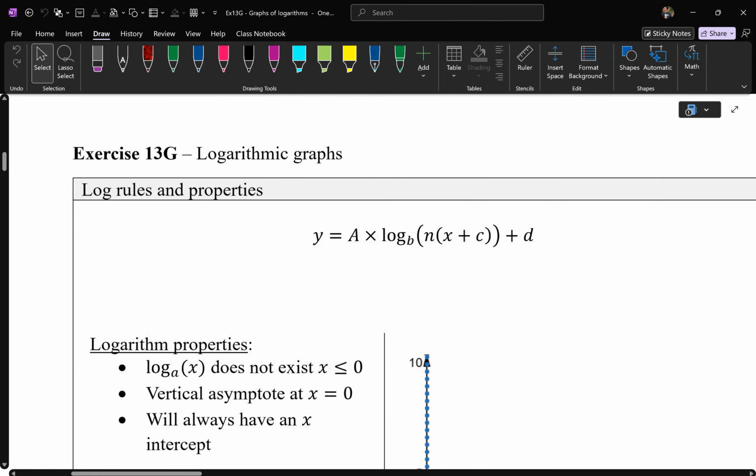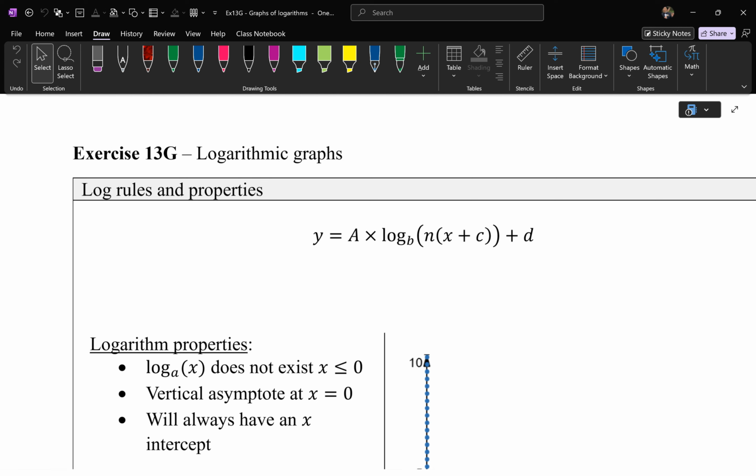Exercise 13G. So now we're tying it all together. You've done some algebra. You've learnt the log rules. You've learnt how to solve using log rules. Then now we're looking at log transformations and graphs. So same thing as usual. This is your log. Base could be any base number. But again, all the transformations I taught you in chapter 7 still apply.